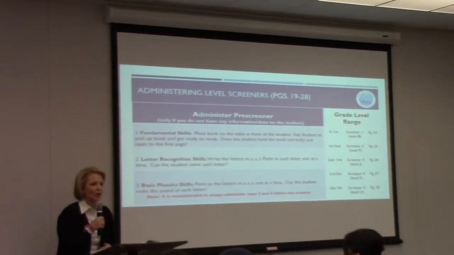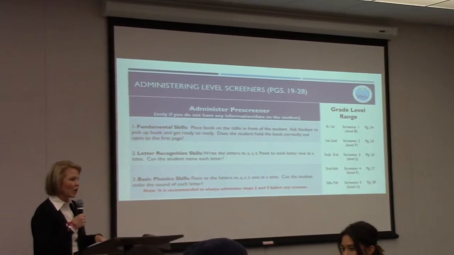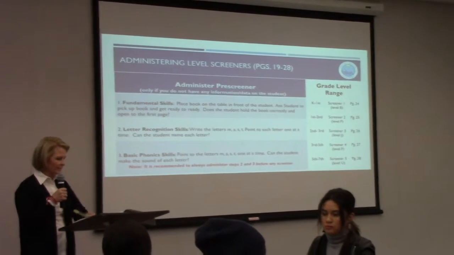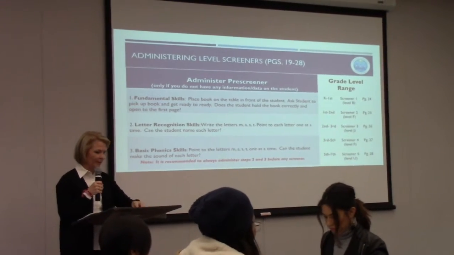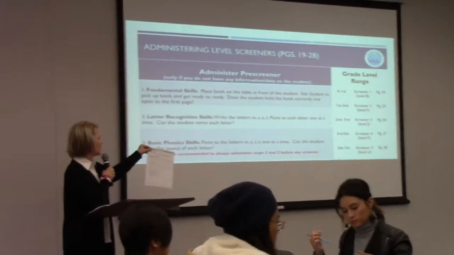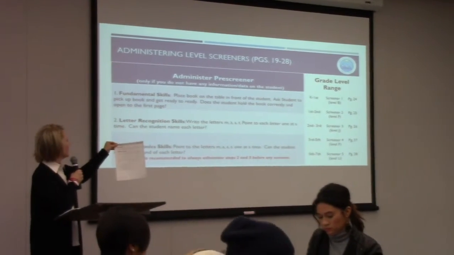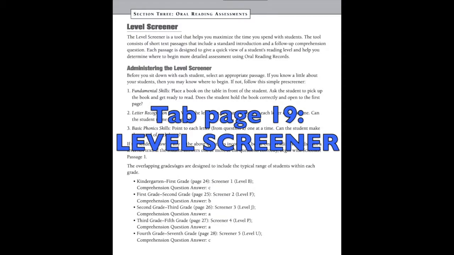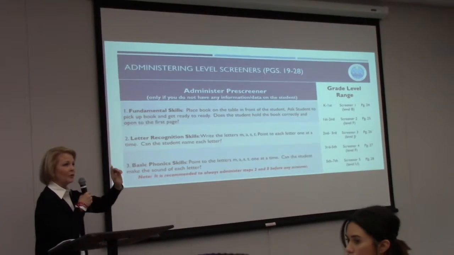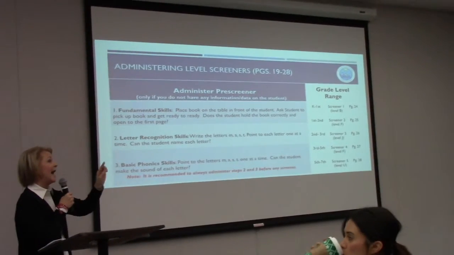So if you guys are following along right now in the folder, go ahead and open it up, and you should be seeing page 19 in the corner is the copy. And at the very top it says section 3, oral reading assessments, level screener. Does everybody see that? This is page 19 in the informal assessments book. Please tab this page. I want you to look at this page, page 19, because it tells you exactly what you need to do. I also left for you in there a page that says masked on it.